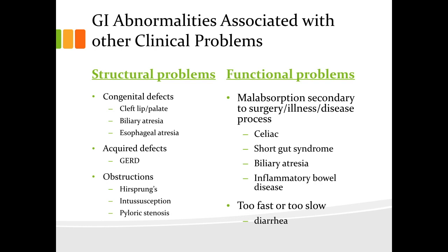The acquired defects are going to be the gastroesophageal reflux disease, and although it can occur throughout childhood, it primarily affects the very young, especially preterm infants, where they have poor muscle development and they end up having reflux. You'll see if you go to the NICU that we have these children on reflux precautions. The obstructions that can occur: Hirschsprung's disease, intussusception, and pyloric stenosis. Two of the three require surgical intervention. The Hirschsprung's disease may or may not, but it certainly alters the family process.